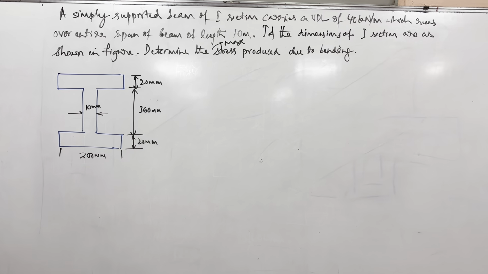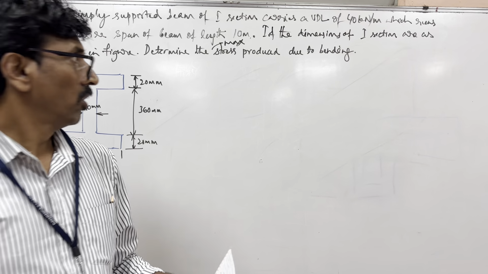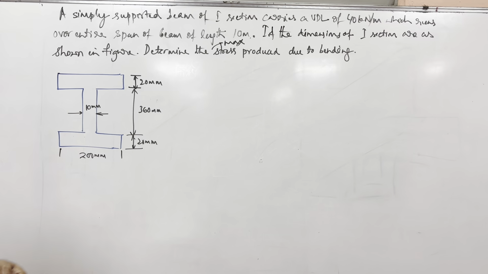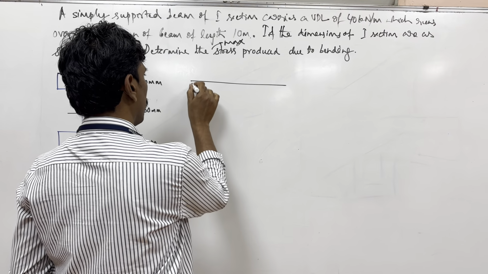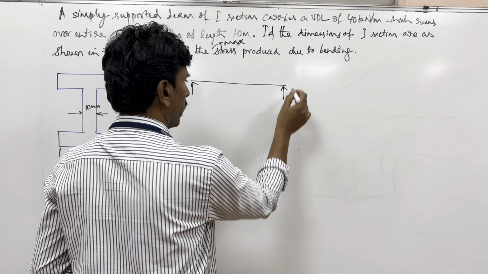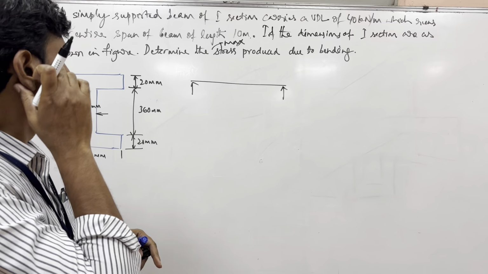Guys, we'll try to solve this numerical which says that a simply supported beam of I section. Section dimensions are given here, and it's simply supported this way. So simply supported means it looks like this. We are trying to draw this diagram so that we can picturize what is being written there.